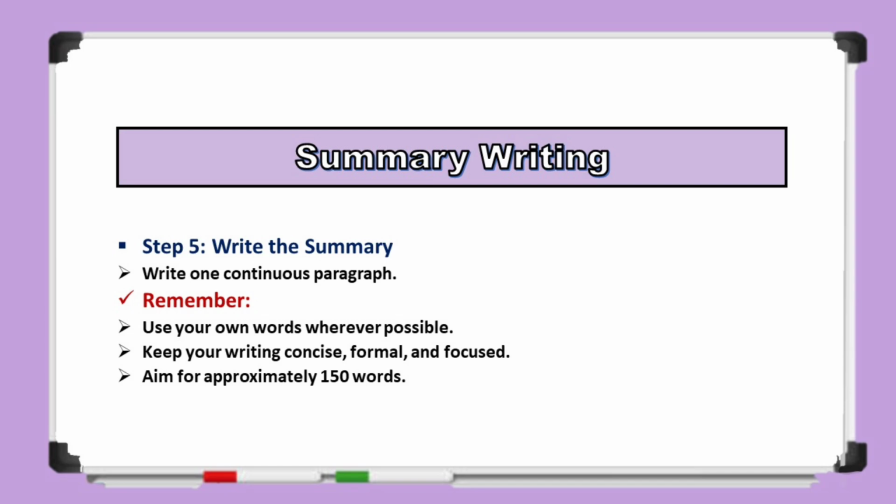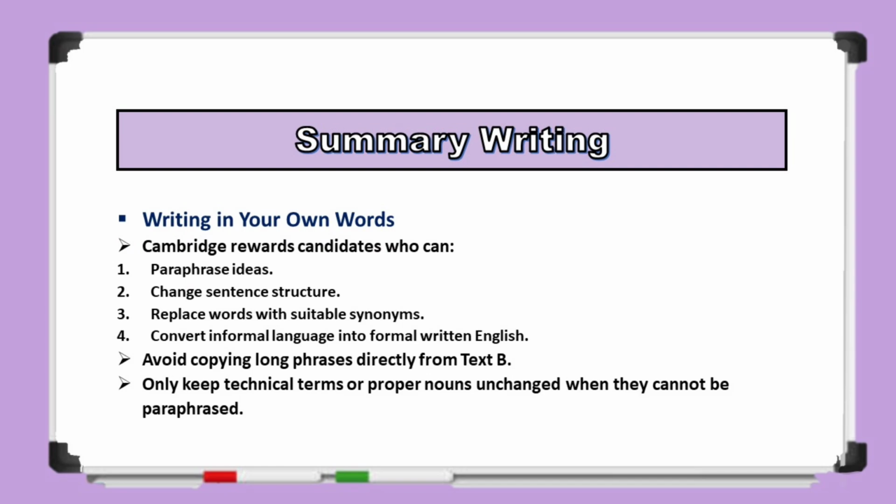One of the most important skills in summary writing is writing in your own words. Cambridge rewards candidates who can paraphrase ideas, change the sentence structure, replace words with suitable synonyms, and convert informal language into formal written English. Avoid copying long phrases directly from text B. Only leave technical terms or proper nouns unchanged if they cannot be rephrased.